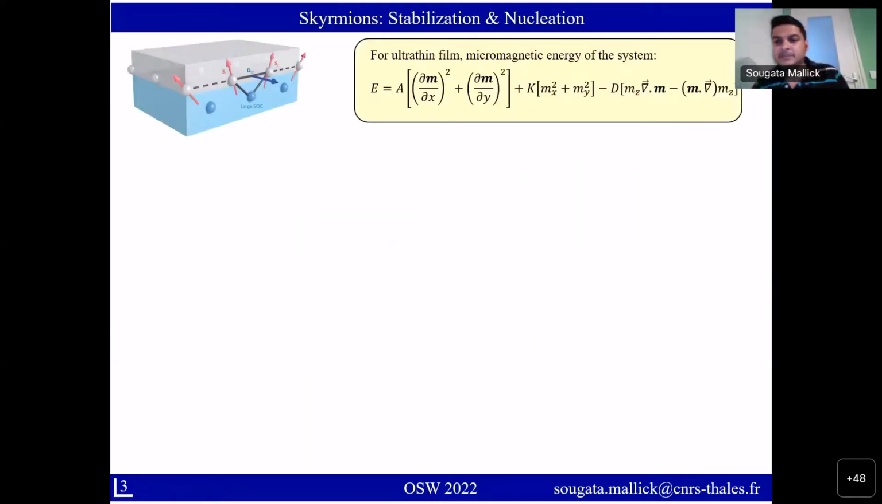Now, in a thin film system, from the experimental perspective, if you write the micromagnetic energy, it takes the form like this, where the first term comes from the exchange, the second term from anisotropy, and the third term from the DMI. So you can tune all these physical parameters to go to a state where you can have spontaneous textures in the ground state of the system.